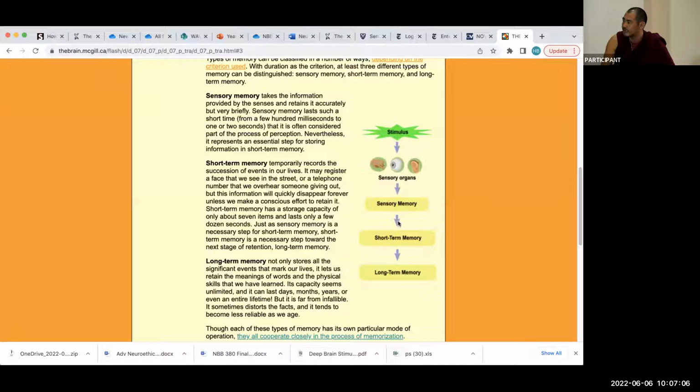So here this shows sensory memory, then it converts to short-term memory before it can become long-term memory. So from the time I learned about memory when I was in college, this I learned and I could draw this right now.